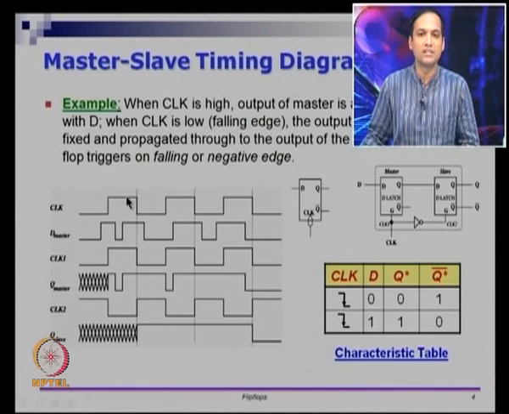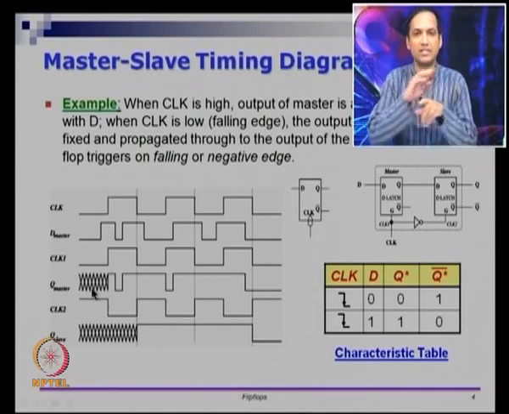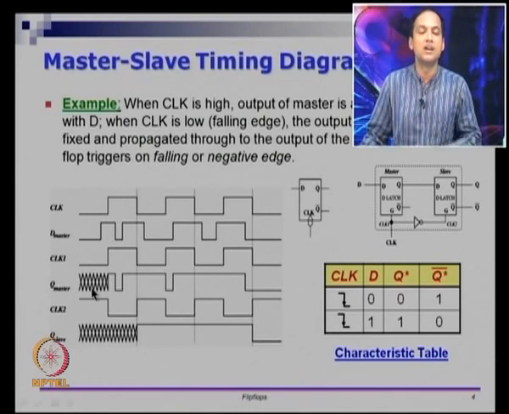So, whenever CLK is 1, CLK1 is also 1. So all changes in D which is coming into the master will go as Q of the master, right. Even if I do not know what is happening before the clock, this hatching that you see there indicates that I do not know what the value of D is, or I do not care about what the value of D is. Let us see from this point onwards what happens.